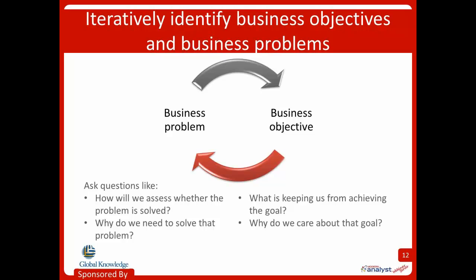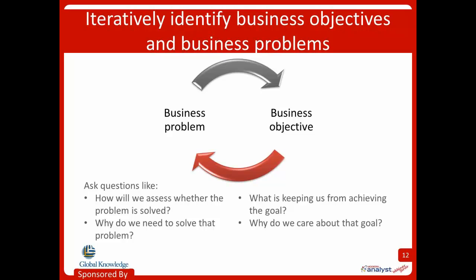So if I'm trying to identify objectives, like if I understand what the business problem is, then I can ask questions like, how will we assess whether the problem is solved? Why do we need to solve that problem? And those are going to help me find those measurable objectives. Now, on the other side, if I have a business objective, maybe I already know what the objective is. Then I can ask things like, well, what's keeping us from reaching that goal today? And that would help me identify a more detailed business problem that I need to actually solve. Or I could work backwards and ask, well, why do I even care about that goal, to better understand the top level business problem or opportunity.